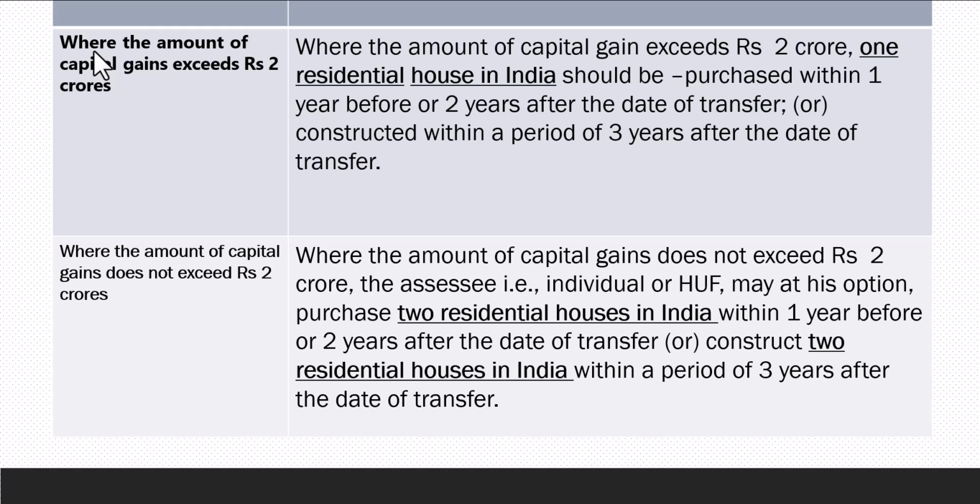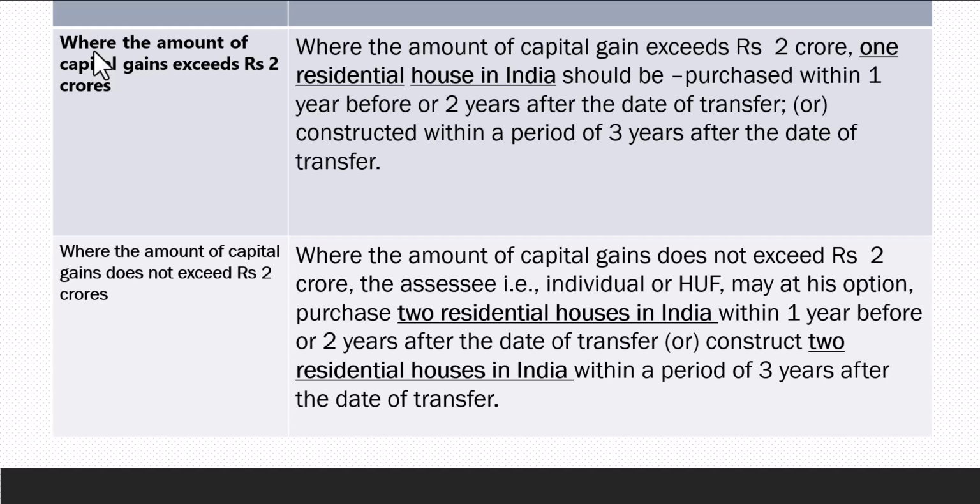So in these three cases, we will get the exemption. Suppose, for an example, you are having a capital gain of 2 crores. So you bought a house within 1 year, or you constructed a house within 3 years, or you purchased the house after 2 years, and the value is 2 crores. So you bought a new house for 2 crores. Then you don't have to pay any tax. That entire capital gain will be set off here. But if you have purchased the house for only 1 crore, then on the other 1 crore you have to pay tax.